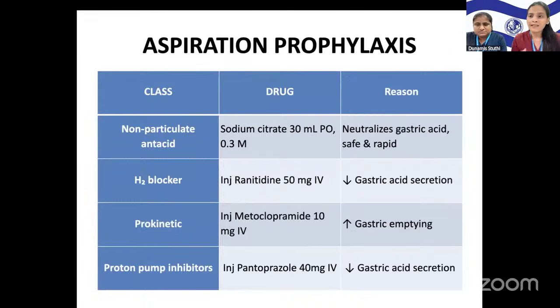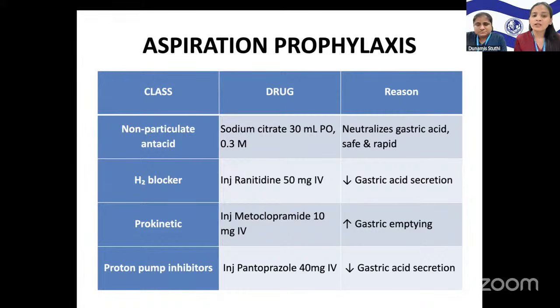Aspiration prophylaxis. Yes, ma'am. As we have seen in pregnancy, the lower esophageal sphincter tone is lost. There can be high risks of aspiration in pregnancy. So aspiration prophylaxis has to be done for every patient coming posted for surgery.